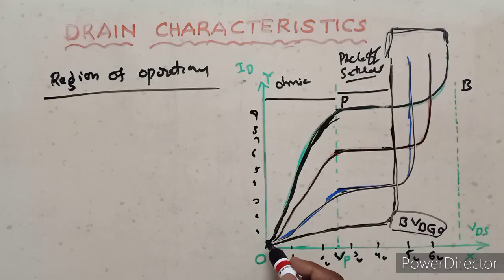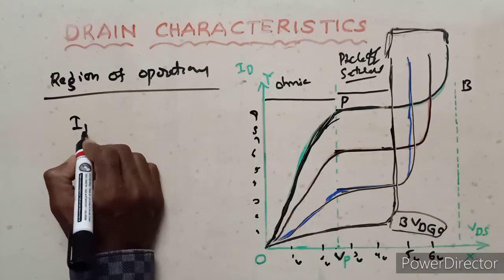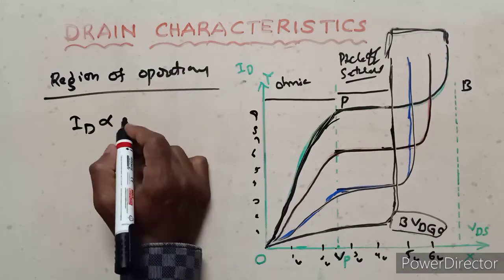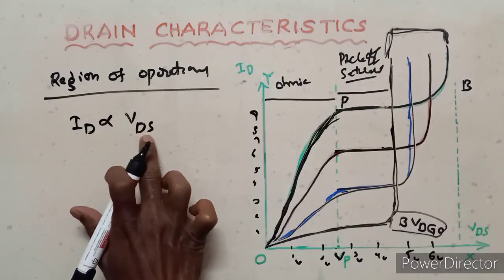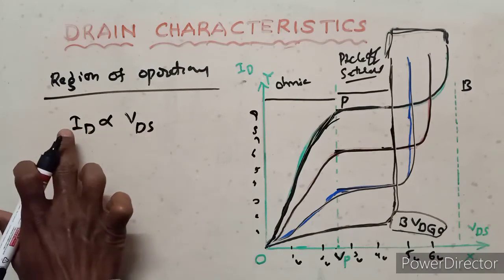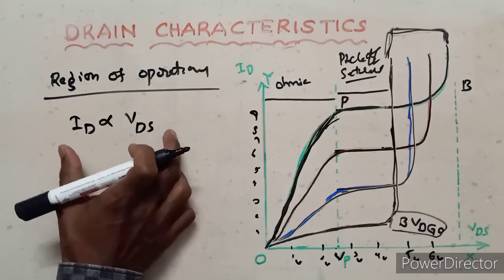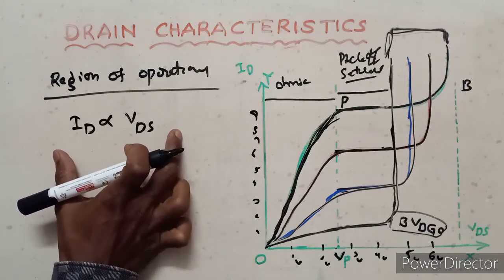So this is the first region. In the first region, ID is directly proportional to VDS. So as the voltage between drain and source increases, I increases; as I increases, VDS increases. This is the ohmic region. This is the property of a resistor.